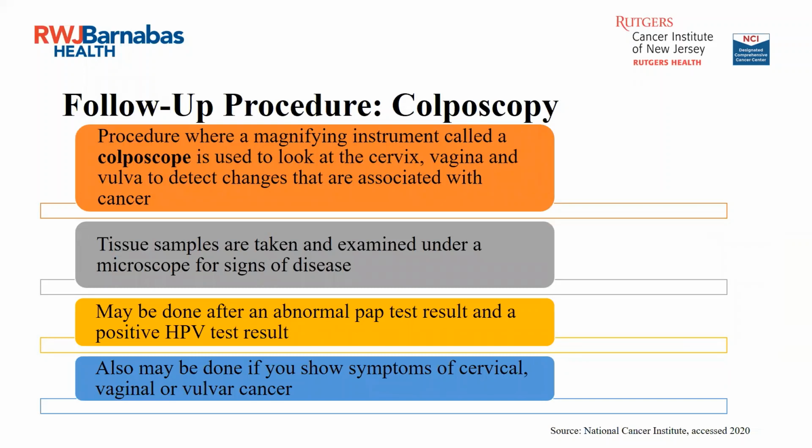In some cases, after an abnormal pap smear or a positive HPV test result, which I'll discuss later, something called a colposcopy may be done. This is where a magnifying instrument called a colposcope looks at the cervix, vagina, and vulva to check for any changes. This also may be done if you show symptoms of cervical, vaginal, or vulvar cancer. This can include symptoms like abnormal bleeding, pelvic pain, or things of that nature.